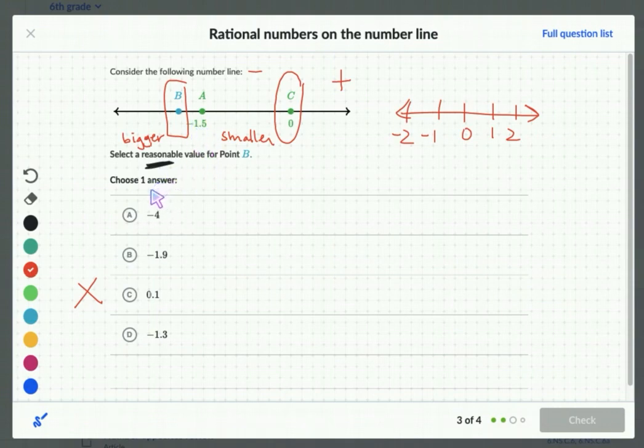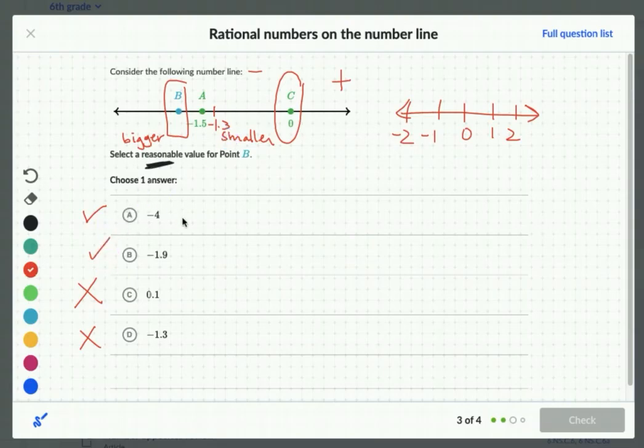So let's see, A could work because it's bigger than -1.5. B could work because it's bigger than -1.5. The 9 is bigger than the 5. D cannot work because -1.3 would be here. Remember, the numbers are going in reverse. It's going 2 and then 1, just like how here it's going 5 and then 3. So we're down to either A or B.